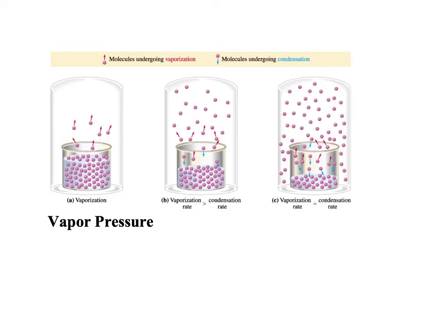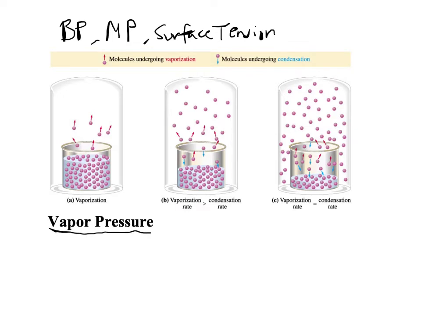So some of those properties that we've already talked about, we've talked about boiling points of substances. Why do some substances have different boiling points than others? We've talked about melting point. Why do some substances melt at different temperatures than others? We've talked about surface tension as well. And today we're going to talk about two more. We're going to talk about vapor pressure, and then we're going to talk about viscosity.